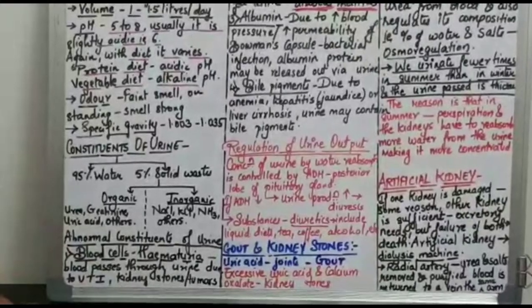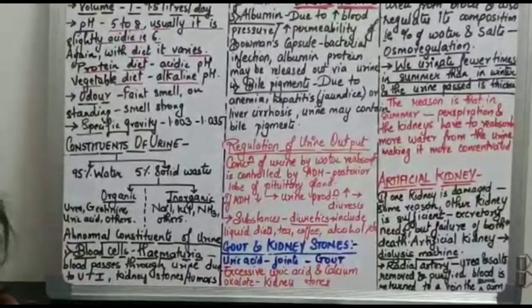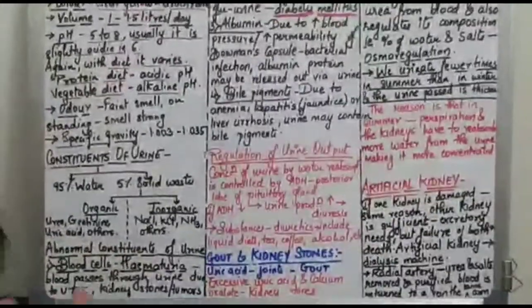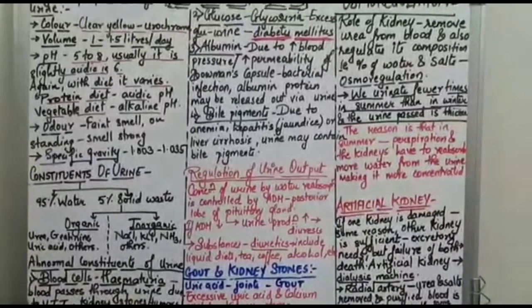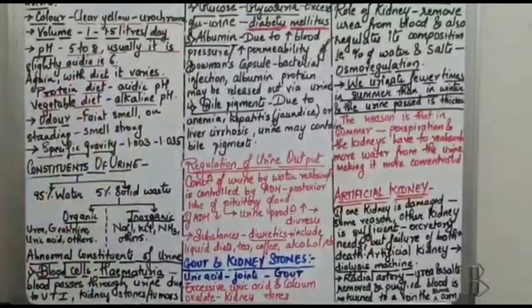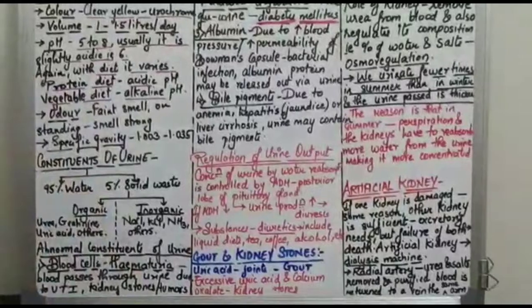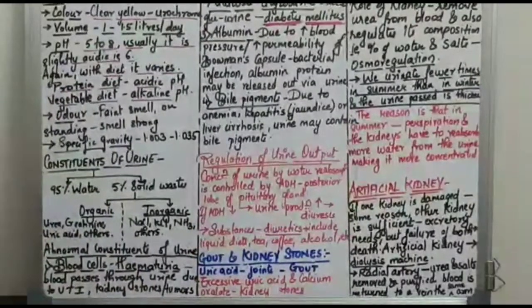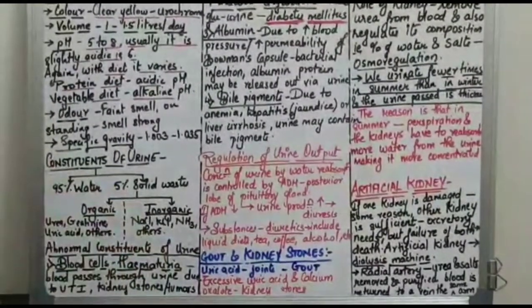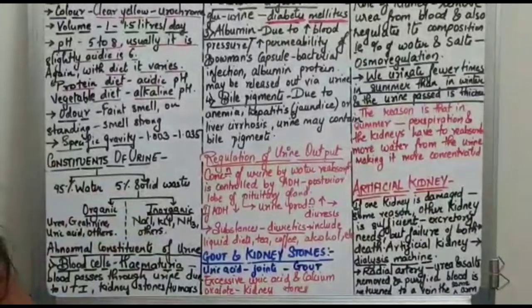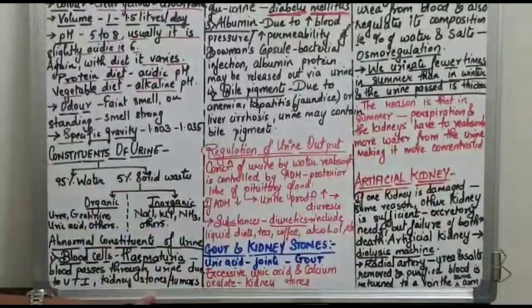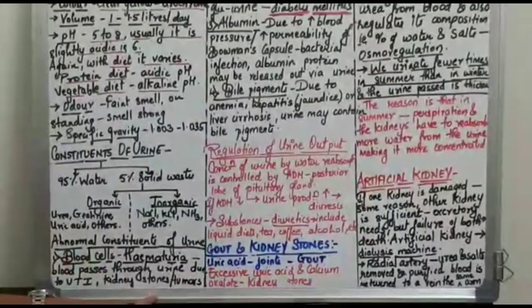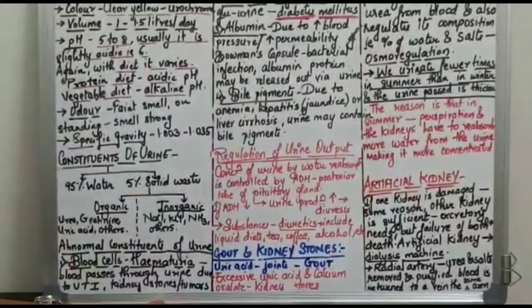UTI means urinary tract infection. Any infection of your urinary tract, that means either the kidneys, ureters, urinary bladder, or the urethra. If any of these organs is infected by bacteria or fungus, then the person suffers from hematuria. Apart from that, a person can also release blood in the urine because of kidney stones.